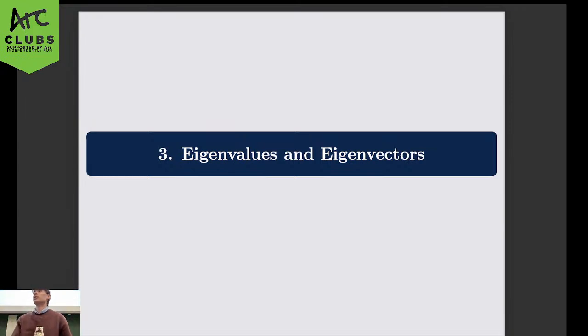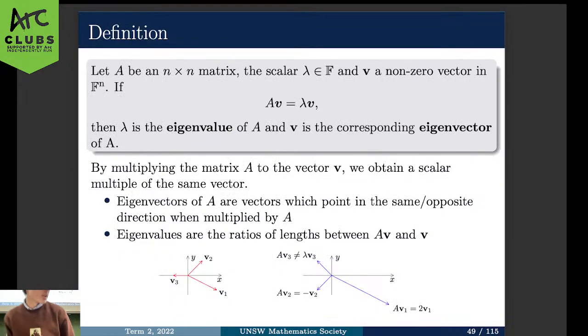So the next component is looking at eigenvectors and eigenvalues. We'll start with a brief definition. If A is an n by n matrix, and lambda is a scalar, and V is a non-zero vector in some vector space, then if AV equals lambda V, in other words, when you put the vector V into the matrix A, you get a scalar multiple of the original vector, then you can say that lambda is an eigenvalue, and V is the corresponding eigenvector for that matrix A.